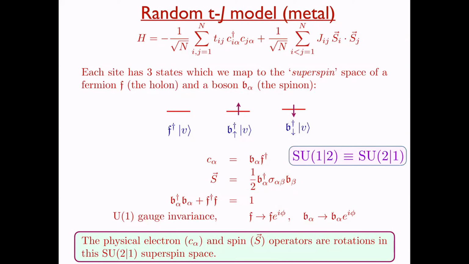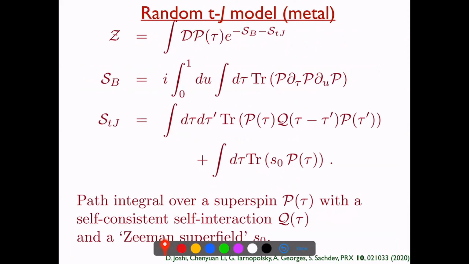So now what do you do? Well, I've just only show you one equation. It's exactly what you did for the J model, except integrating over a spin, you integrate over superspin P. So this P lives in this supergroup. This is the Berry phase term. And there's some retarded interaction Q, which is now a matrix. And you can determine the different components of the matrix self-consistently. But the one important difference is now there is a field, a term linear in P.